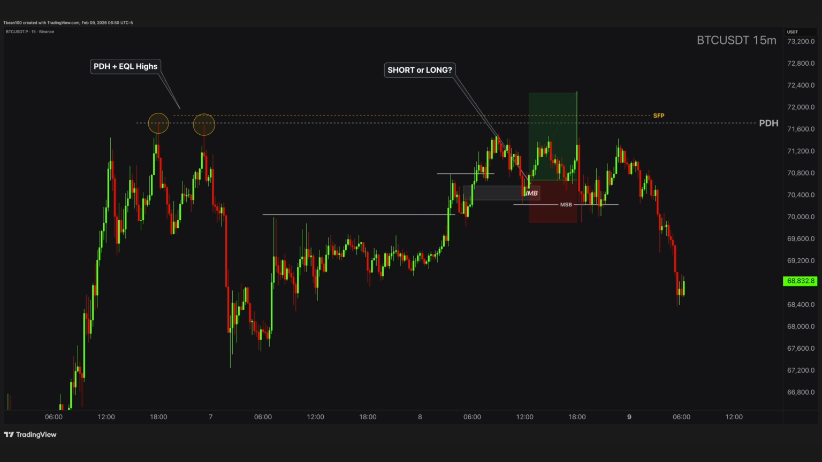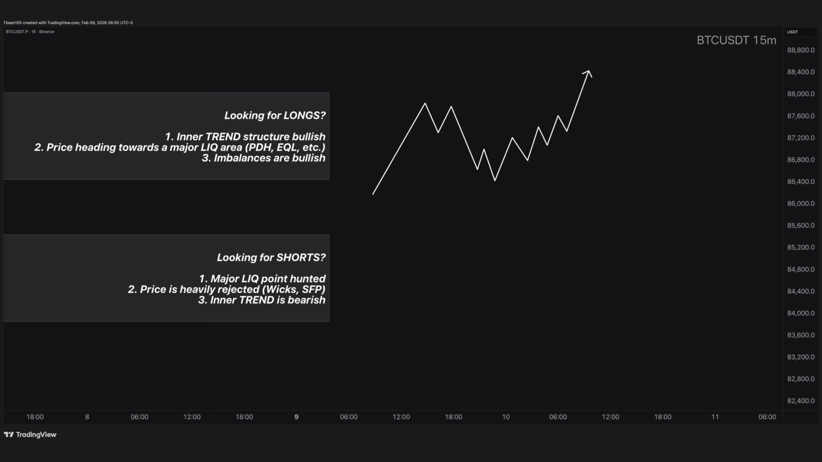But in this case, price actually rejects the previous day's high level with a swing failure pattern. Then we see the internal structure shift and start turning bearish. So in the end, it makes more sense to look for short positions rather than trying to force longs here. You see, this is how we combine small clues together using liquidity, structure, and some imbalances to make smart trading decisions. So, if you are looking at any charts right now, should you be looking for the longs or should you be looking for the shorts?